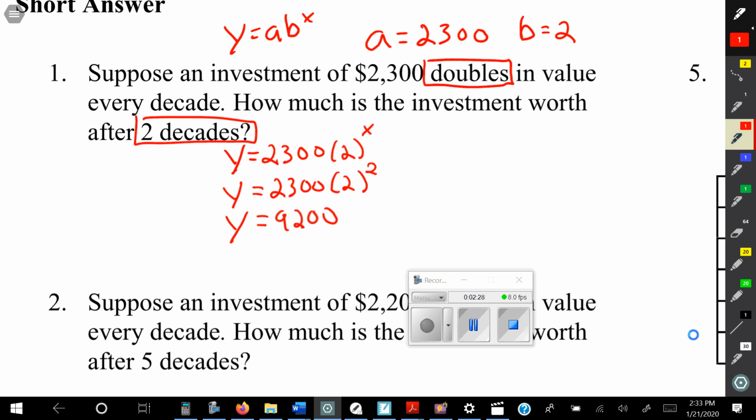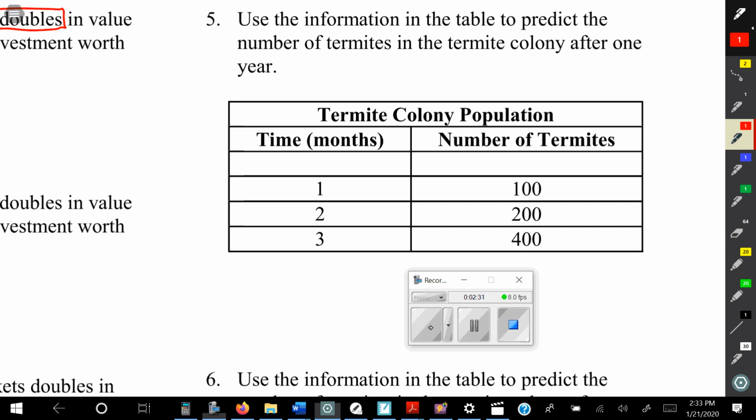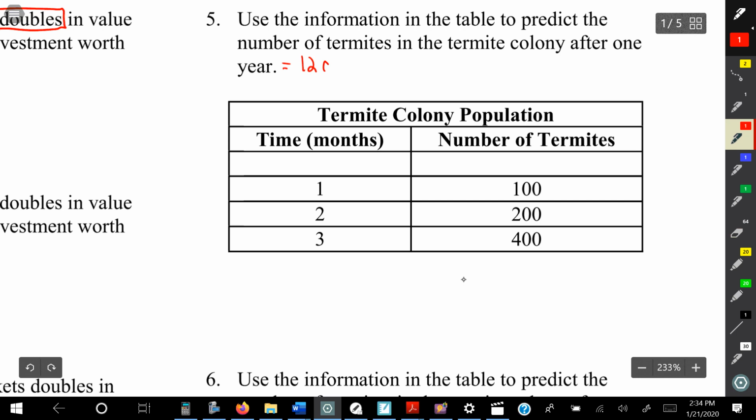Okay, let's take a look at another problem. In this problem, it gives us a table. And what we want to do is use the information to predict the number of termites in a termite colony after 1 year. So we take a look and see how they give it to us. They give it to us in months. So 1 year is another word for 12 months. That's first and foremost. So we really want to know what happens in 12 months, because the time is given in months.